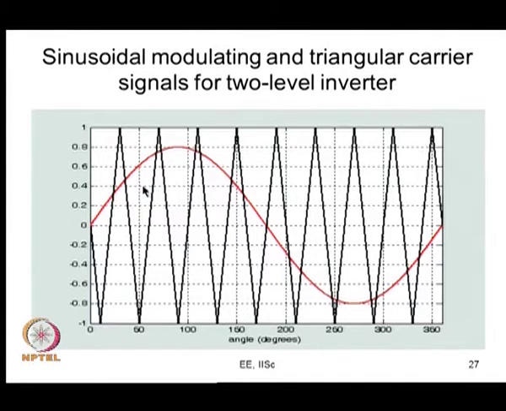If the difference comes in the 2 level and 3 level cases, that you compare it with a single carrier now. I have not shown the Y phase and the B phase sinusoids here, I have shown only the R phase, all of them are compared with a single carrier now.